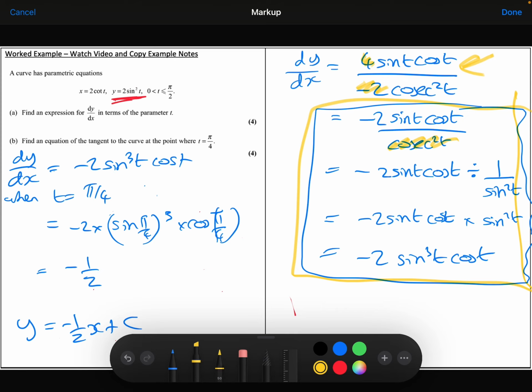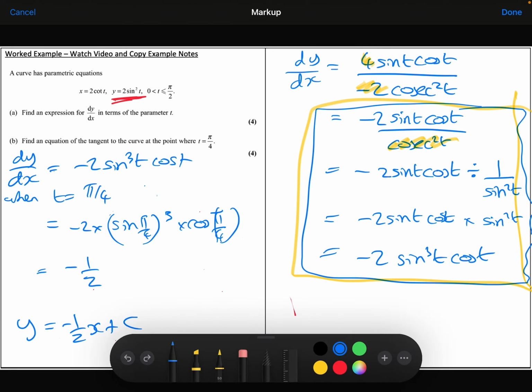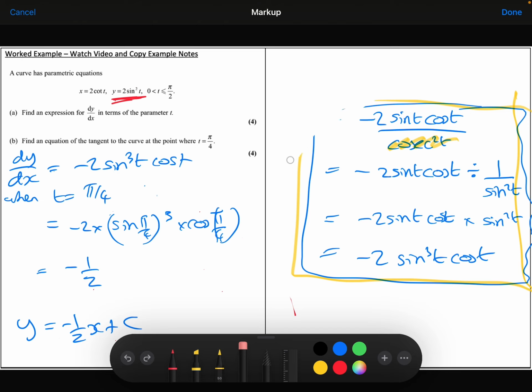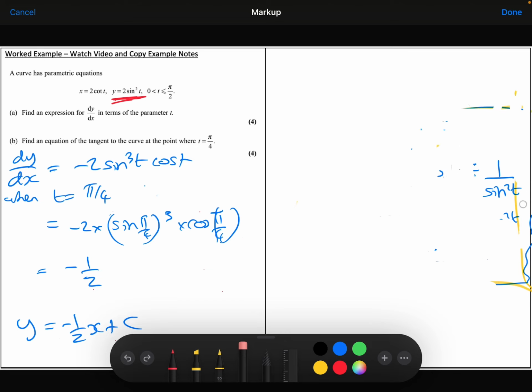Anyway, we've got our y equals mx plus c. I need to know a coordinate that this curve goes through so that I can work out my c. Well, I know that when t is pi over 4, that's the point where I'm trying to work out the tangent. So if I use pi over 4 with the parametric equations I was given at the beginning, that's going to tell me the y coordinate and the x coordinate when t is pi over 4. I can then use that to work out my c.